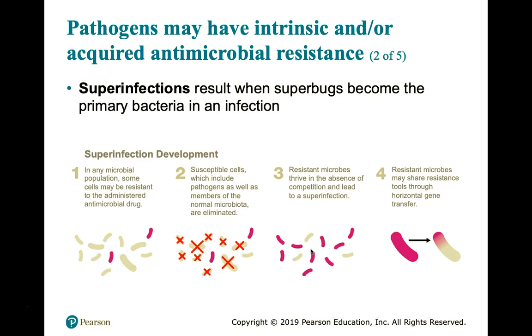Superinfections. So superinfections result when superbugs become primary bacteria in an infection. Now, we have quite a few superbugs in the US and across the globe, and we're starting to see more and more over the last decade. Basically, this shows us how superinfections develop.